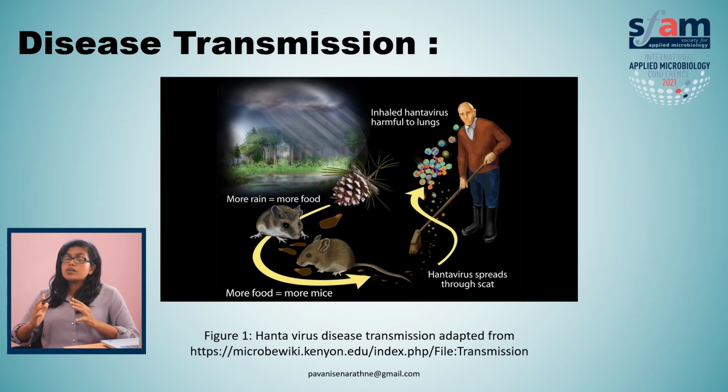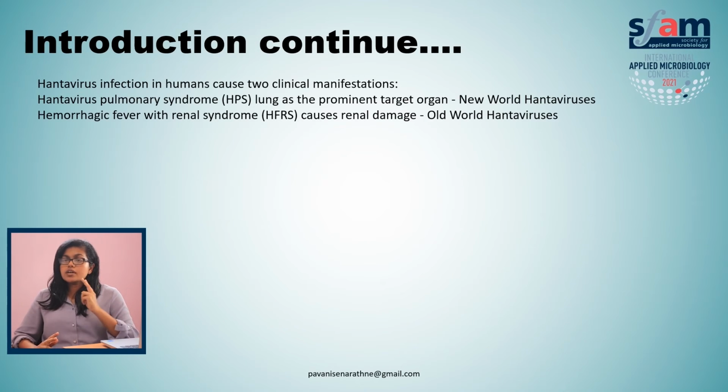So if we talk about the clinical manifestations of the virus, hantavirus has two clinical manifestations. Hemorrhagic fever with renal syndrome, which is commonly known as HFRS. HFRS is caused by a group of hantaviruses known as Old World hantaviruses. And this type of hantavirus infection is mainly distributed in European and Asian regions.